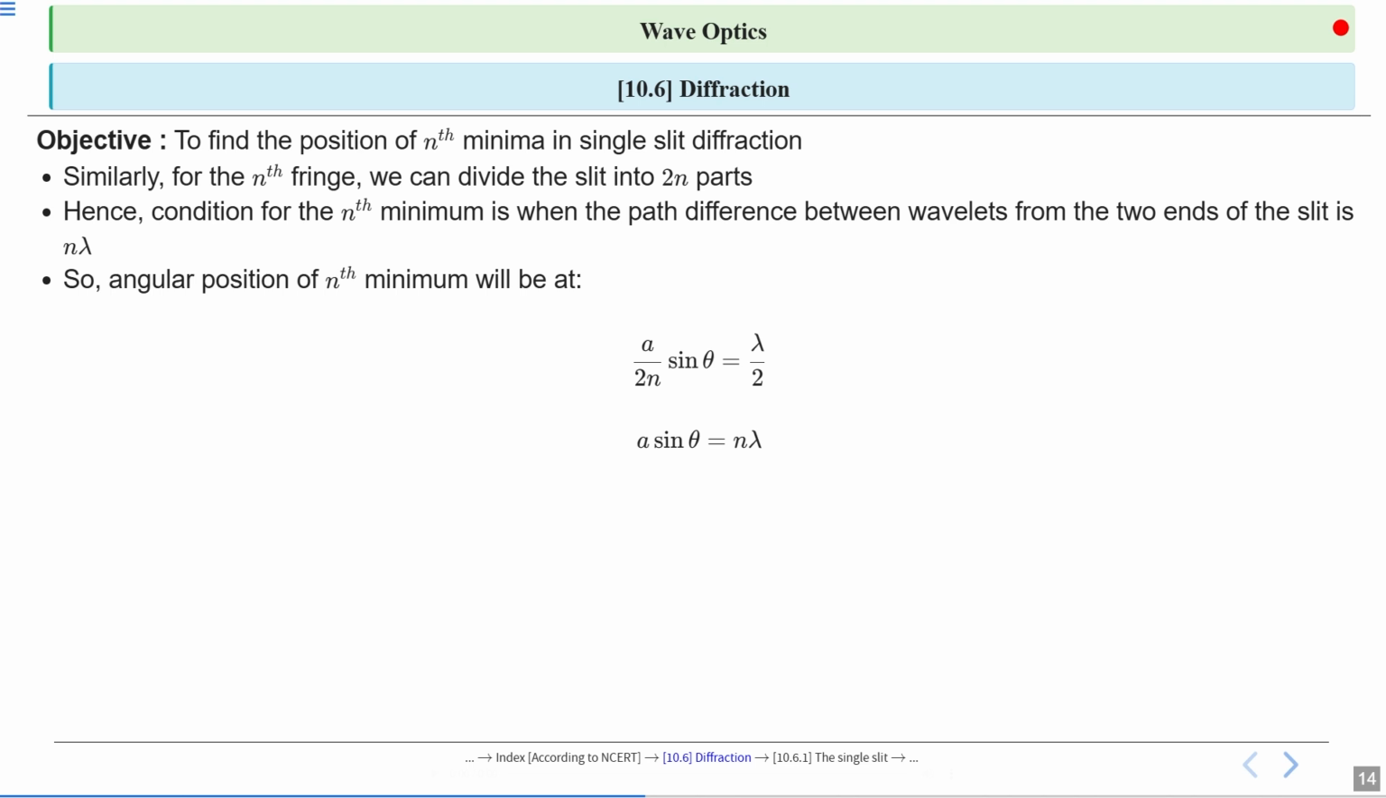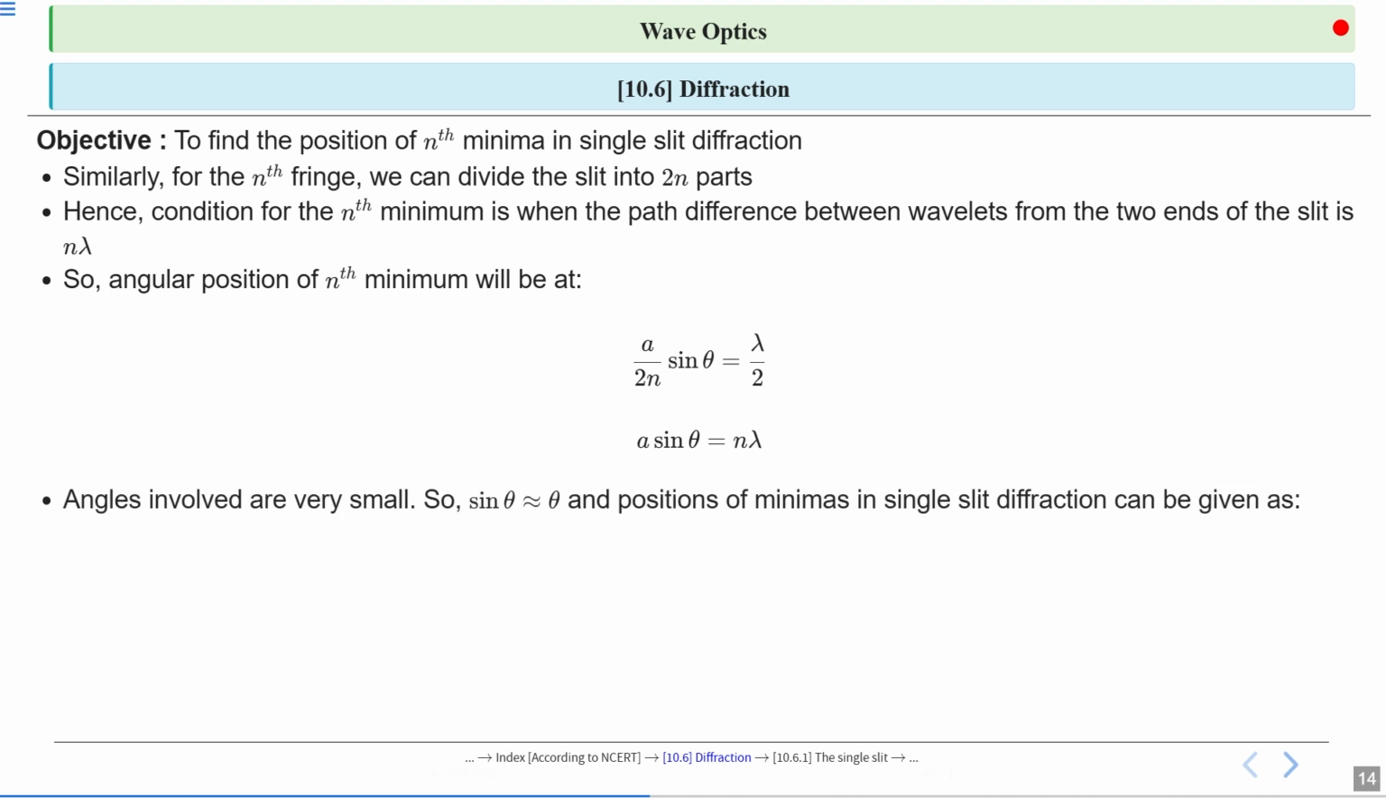But if we are considering two sections of the slit, that is, divided into two n parts, then the path difference between two consecutive wavelets will be a by 2 and sine theta, which will be equal to lambda by 2. And after solving, it will become a sine theta equal to n lambda.